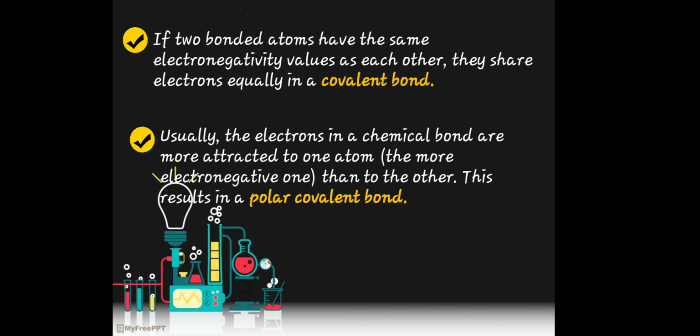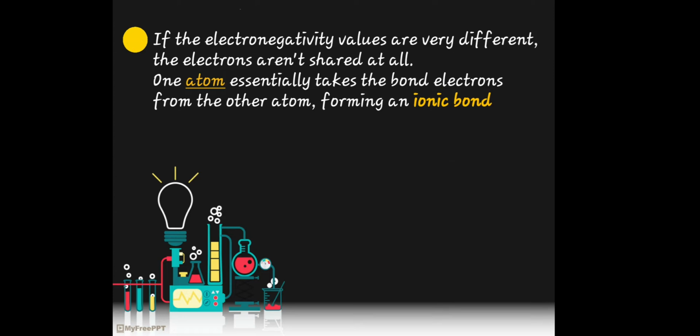So meaning to say, if the two bonded atoms have the same electronegativity, it is a covalent bond. And if the electrons in the chemical bond are more attracted to one atom than the other one, it will result in the type of covalent bond which is polar covalent bond. Okay? So here, if the electronegativity values are very different, the electrons aren't shared at all. One atom essentially takes the bond electrons from the other atom, forming an ionic bond.